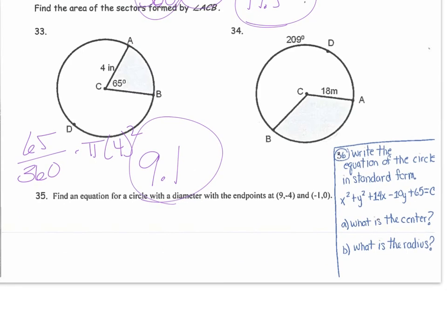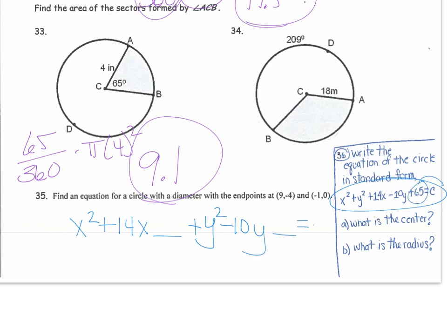Last but not least, let's do 36. Write the circle in standard form. So I've got to put this in standard form. Group all my x's together. Leave a blank. Group all my y's together. Leave a blank. Send my constant to the other side.